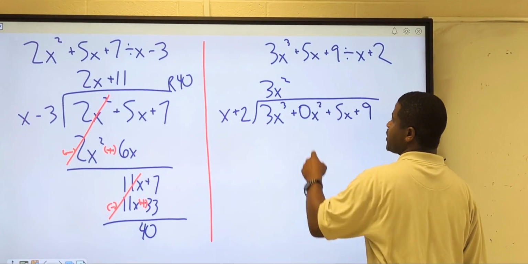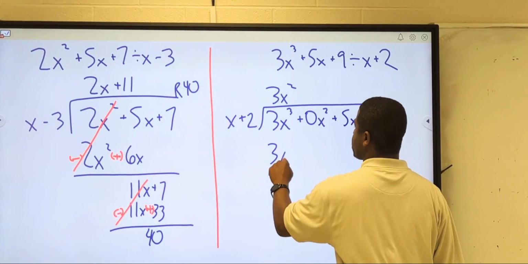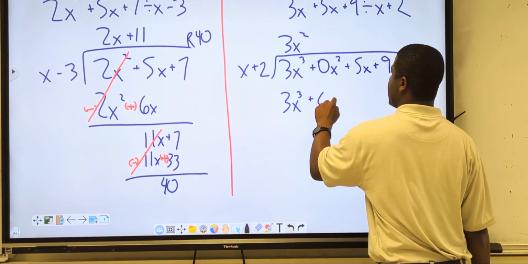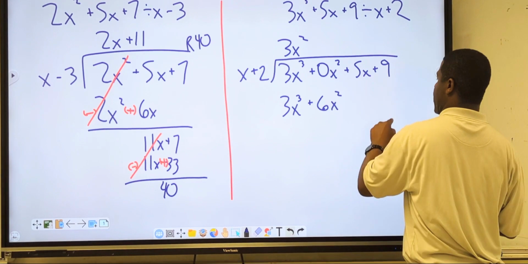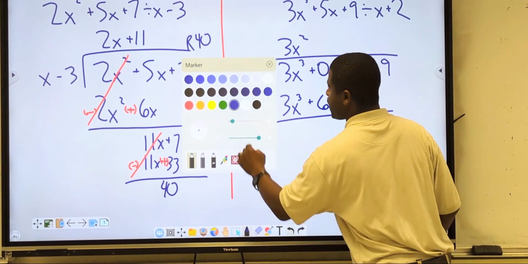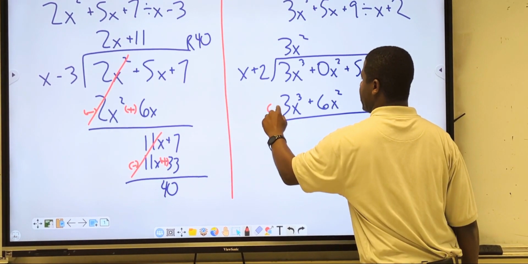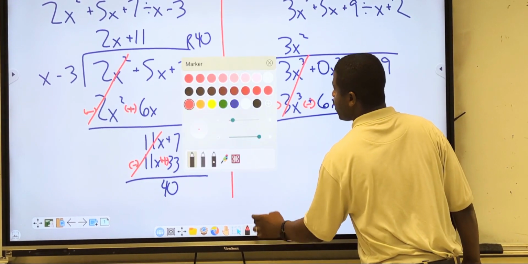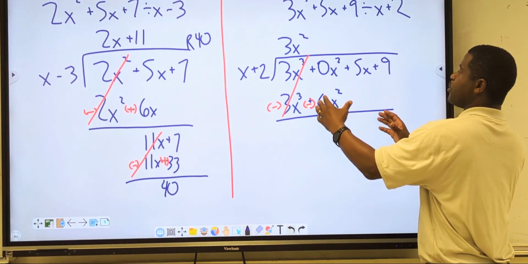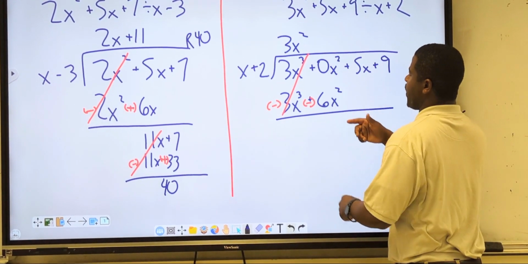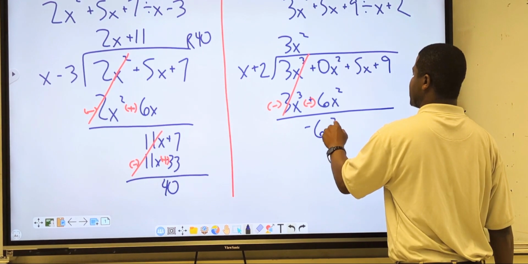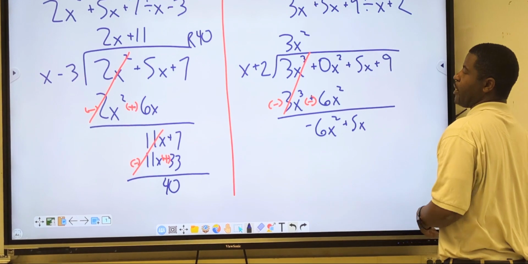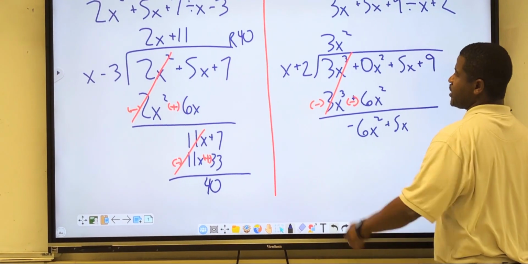3x squared times. 3x squared times x is 3x cubed. 3x squared times 2 is 6x squared. We draw the line. We're going to still put this in red because I want to make sure that it stands out. We draw the line, we change the sign. 0x squared minus 6x squared is negative 6x squared. We drop the 5x as we did in traditional division.